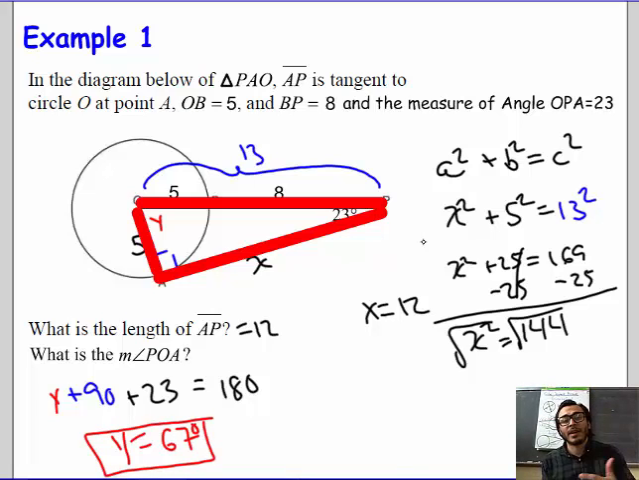Okay, so that's the application of the first theorem, the tangent radius relationship, right? So you need to know that a tangent is going to be perpendicular to the radius at the point of tangency. So the minute you see that, just put a 90-degree angle box there, and it will make things clearer for the rest of the problem.